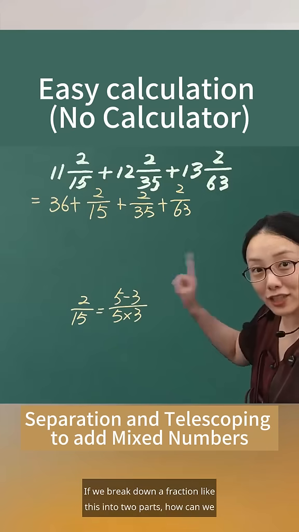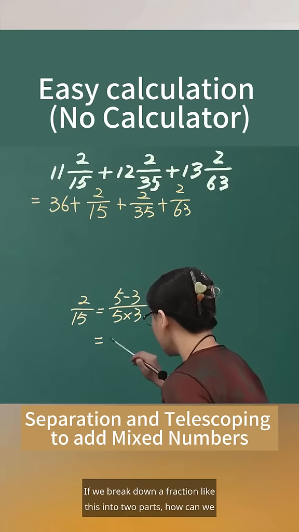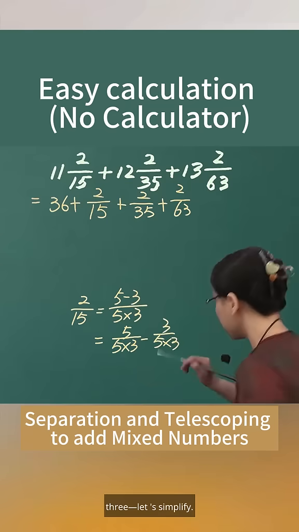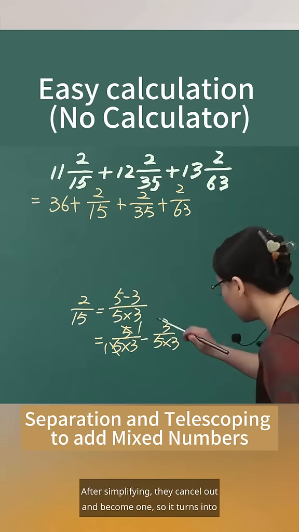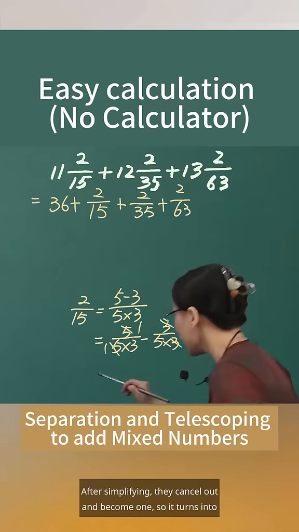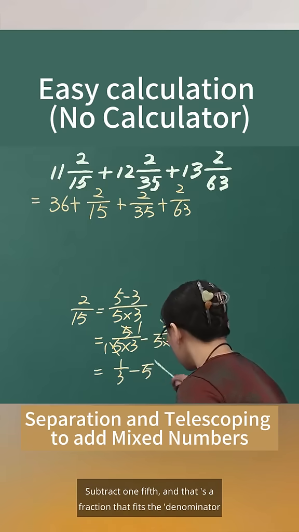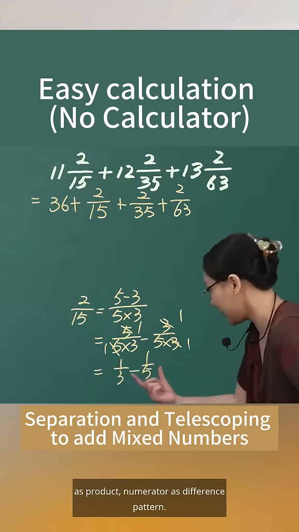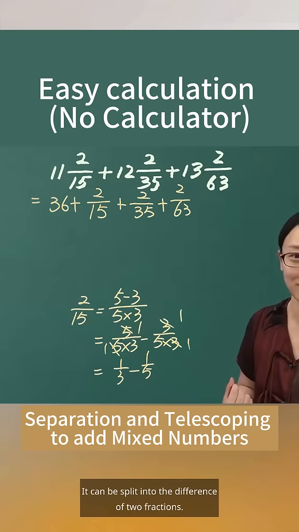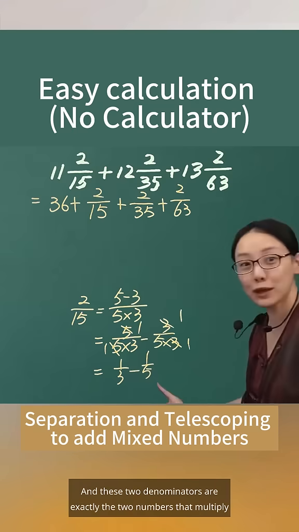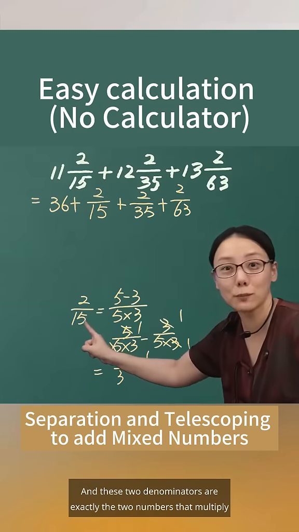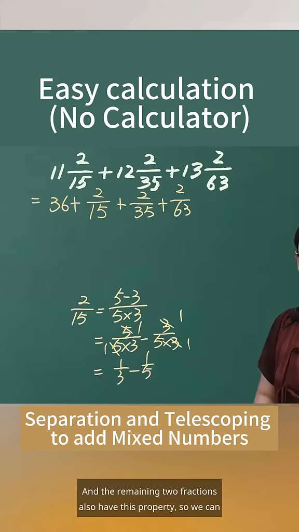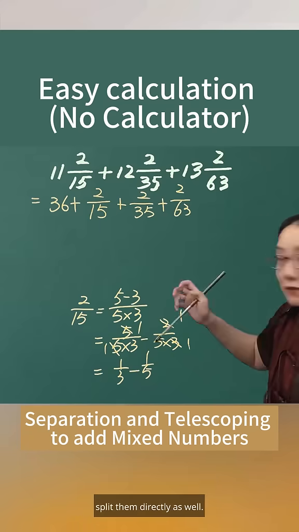If we break down a fraction like this into two parts, how can we write it? Here, 5 over 5 times 3 minus 3 over 5 times 3. Let's simplify. They cancel out and become 1, so it turns into 1/3 minus 1/5. That's a fraction that fits the denominator as product, numerator as difference pattern. It can be split into the difference of two fractions. And these two denominators are exactly the two numbers that multiply to form the original denominator of the fraction, right? And the remaining two fractions also have this property, so we can split them directly as well.